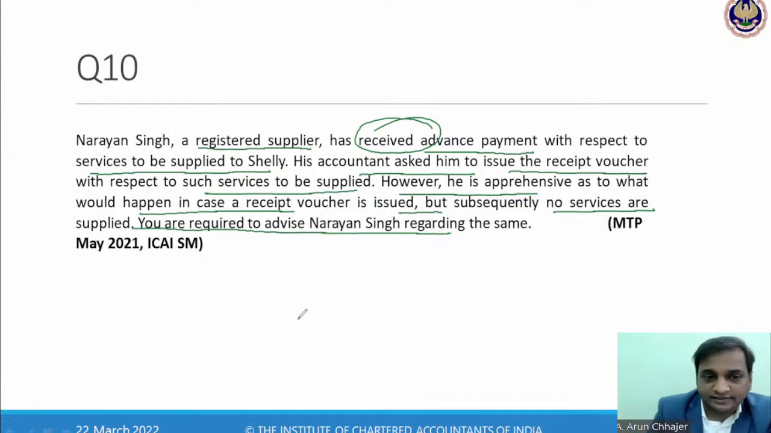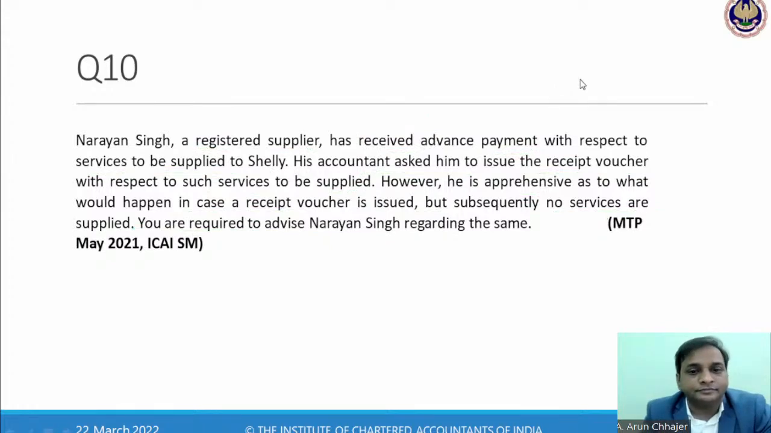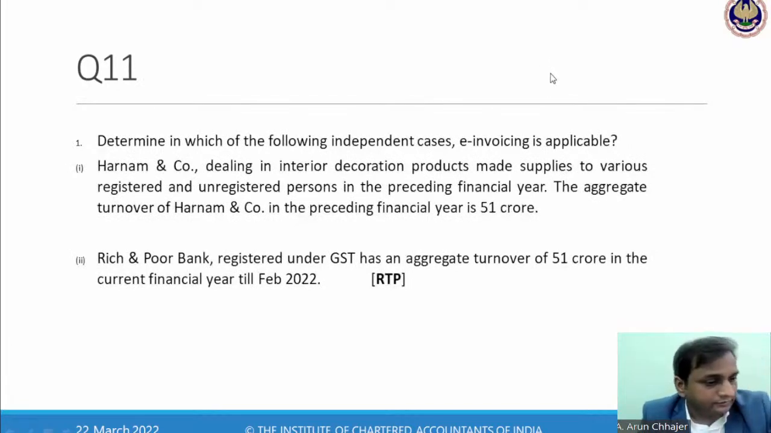The answer is refund voucher. If there is an advance for which a receipt voucher has been issued and subsequently the service has not been rendered, then the amount will be refunded through a refund voucher. This is a repetition. We have already discussed bill of supply and the circumstances in which a bill of supply or debit note will be issued. Absolutely correct. Rahul, refund voucher is not as per rule 55. It is according to section 31, subsection 3.